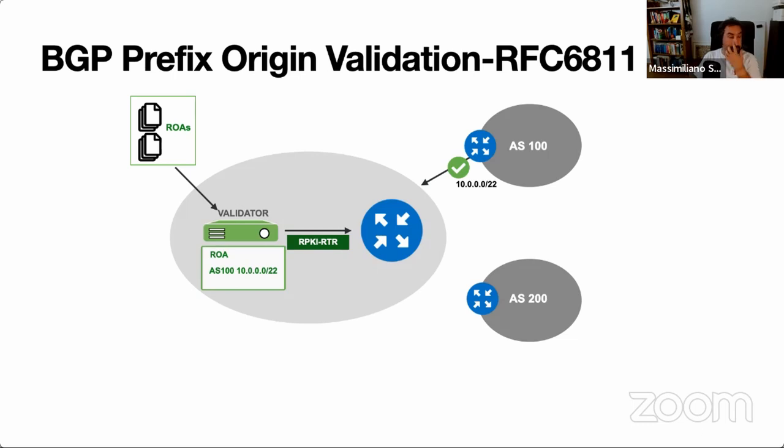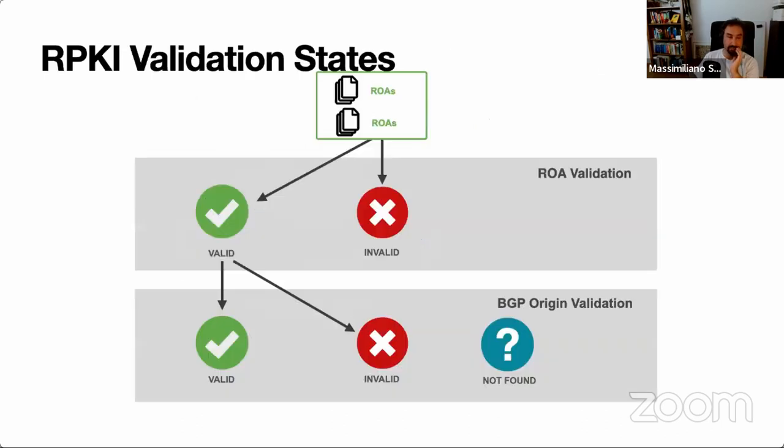But then if AS100 tries to announce a more specific /24, there is no covering ROA that matches. The one that covers it says /22, they don't match, so that BGP announcement would be invalid. The same goes if AS200 tries to announce 10/22, because the origin ASN doesn't match.